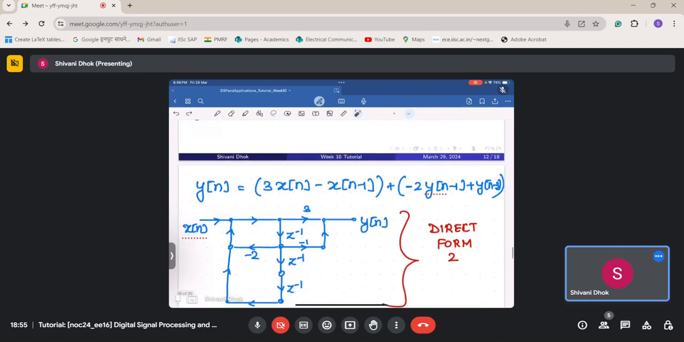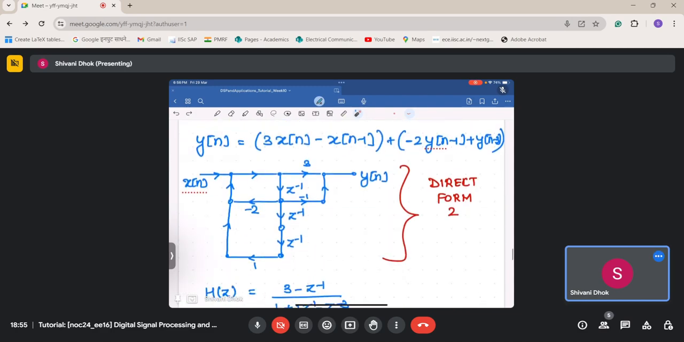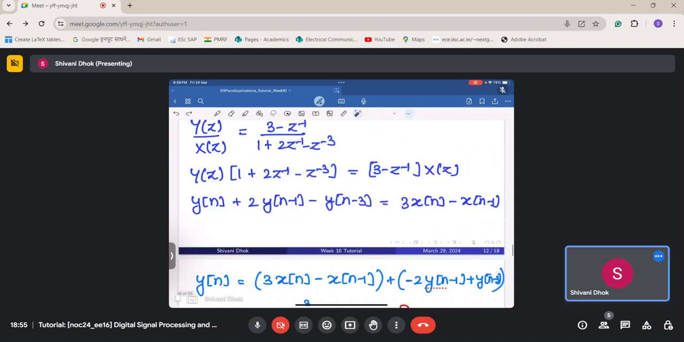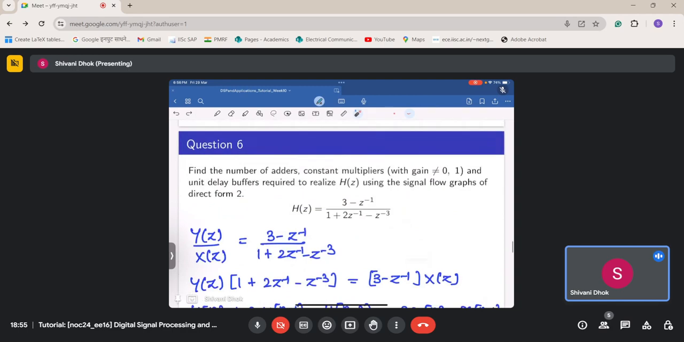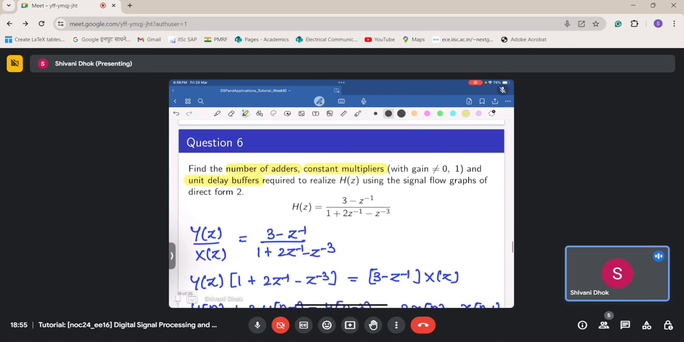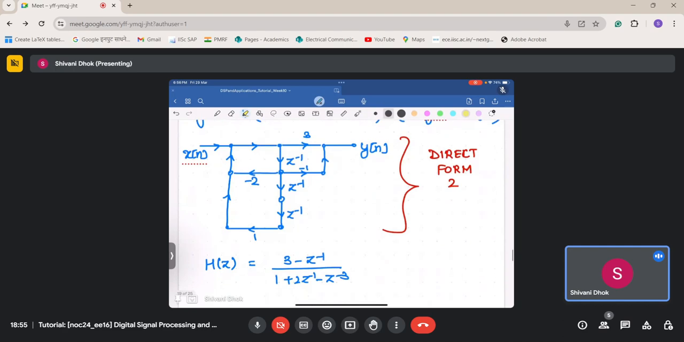Okay. So this was the direct form 2 for this particular question. Now what actually is asked is, we need to find out the number of adders, the number of constant multipliers with gain not equal to 0 and 1, and the number of unit delay buffers required to realize this function. So let's start with the number of adders.